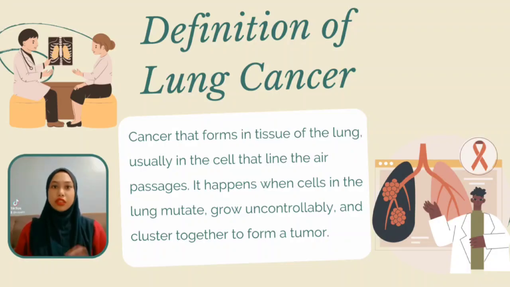So for the definition of lung cancer, it is cancer that forms in the tissue of the lung, usually in the cells that line the air passage. It happens when cells in the lung mutate, grow uncontrollably, and cluster together to form a tumor.